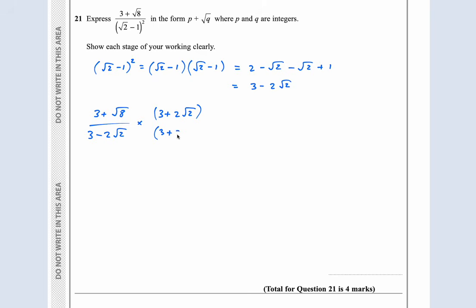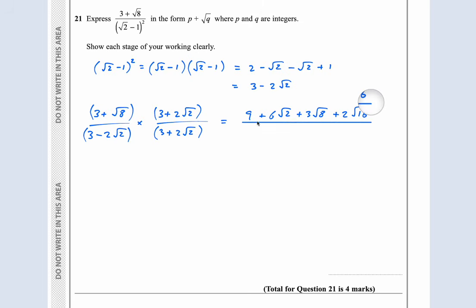3 plus 2 root 2, like so. And then, may as well put brackets here, guys. 3 times 3 is 9. 3 times 2 root 2 is plus 6 root 2. Root 8 times 3 is 3 root 8. And root 8 times 2 root 2, this is actually quite nice, guys. It's plus 2 root 16, because you do 8 times 2 is 16. You can multiply within the roots, and root 16 is going to be just 4.